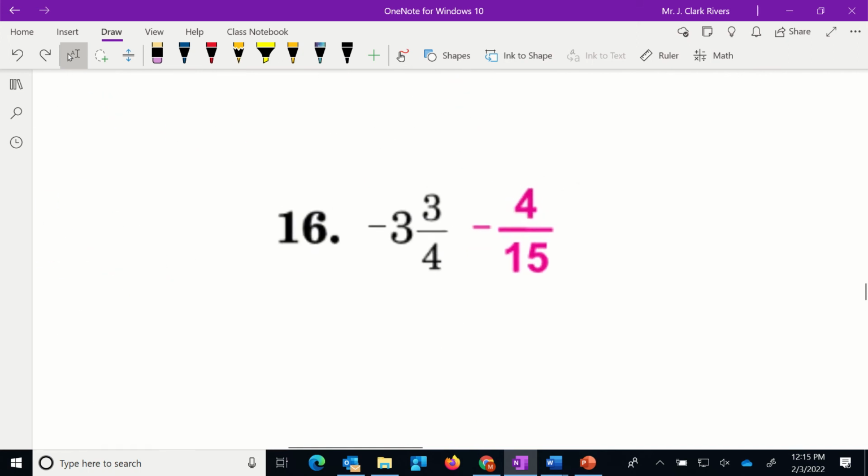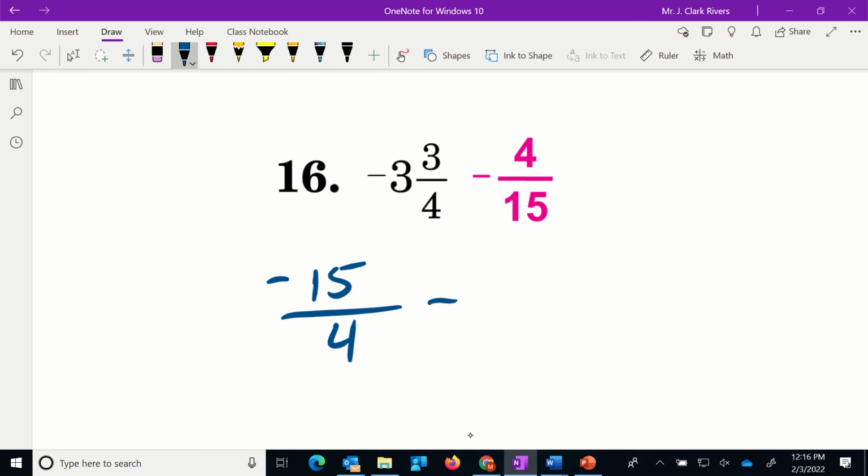Okay, 16, same idea. 3 times 4 is 12. 12 plus 3 is 15. Remember, this is going to be negative, right? Negative 15 over 4 is what that is as an improper fraction. We flip it. Please don't tell me these are equal, because they're not, and we have negative 4/15.